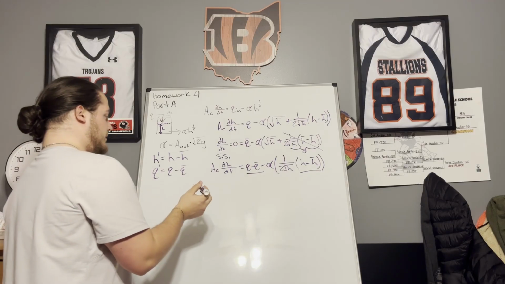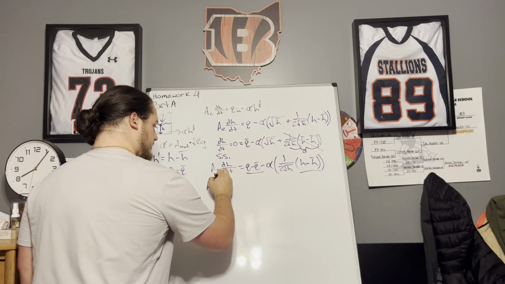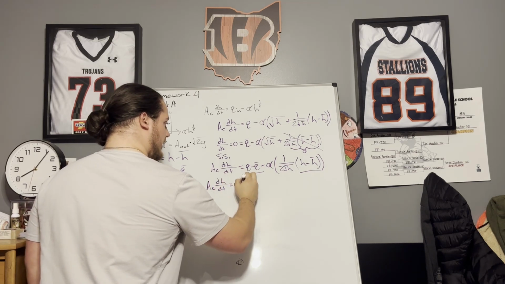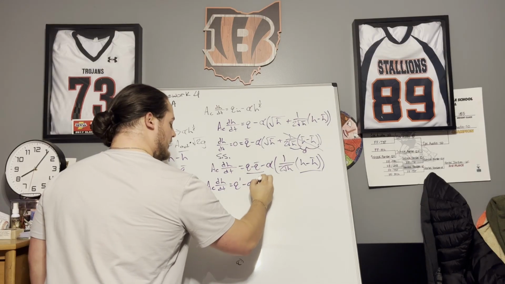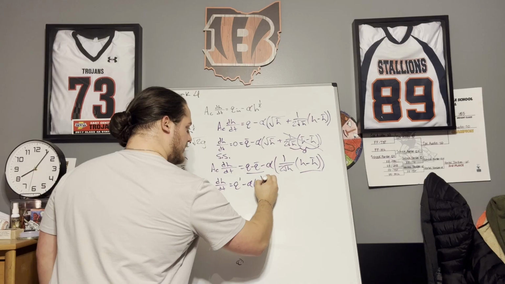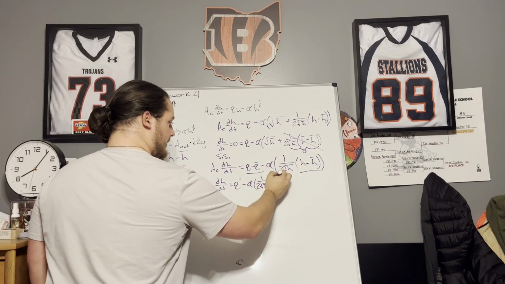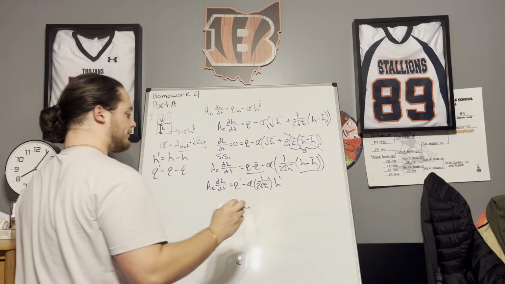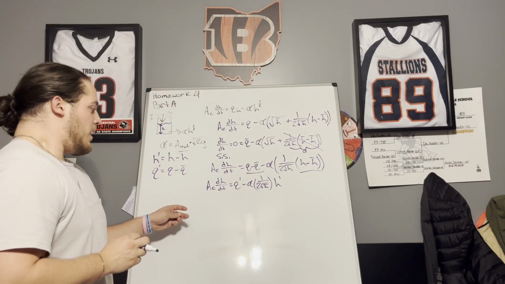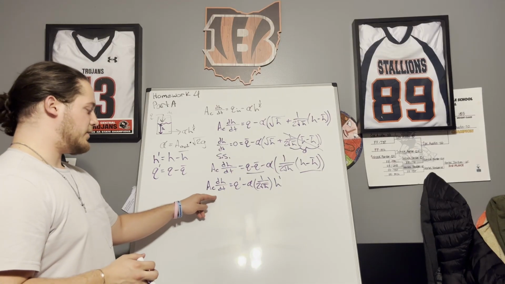So going ahead and substituting those values in will give us our cross-sectional area times dh dt is equal to q prime minus alpha times 1 over 2 square root of h bar, and then this will be multiplied by h prime. So as you can see, the only variable left that is not in terms of our deviation variable is our dh dt.